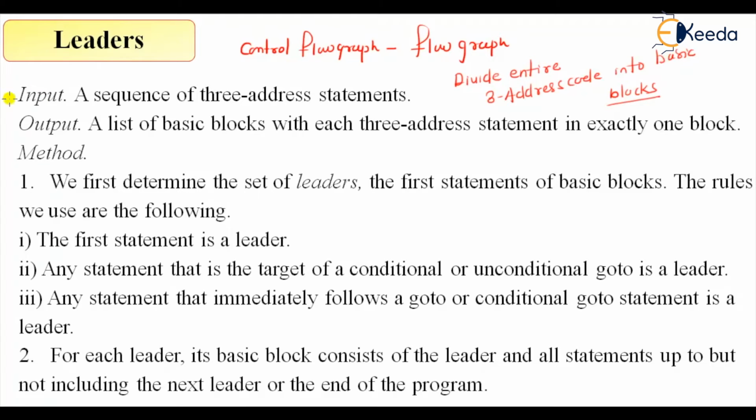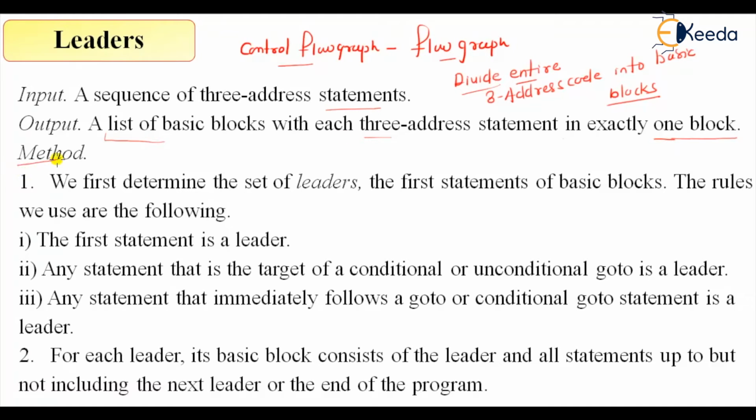We have already seen the definition of a basic block: control enters from the first statement without branching or halting. But here we are seeing how to get this control flow graph. The idea is that a sequence of 3 address statements will give an output that is a list of basic blocks, with each 3 address statement in exactly one block.